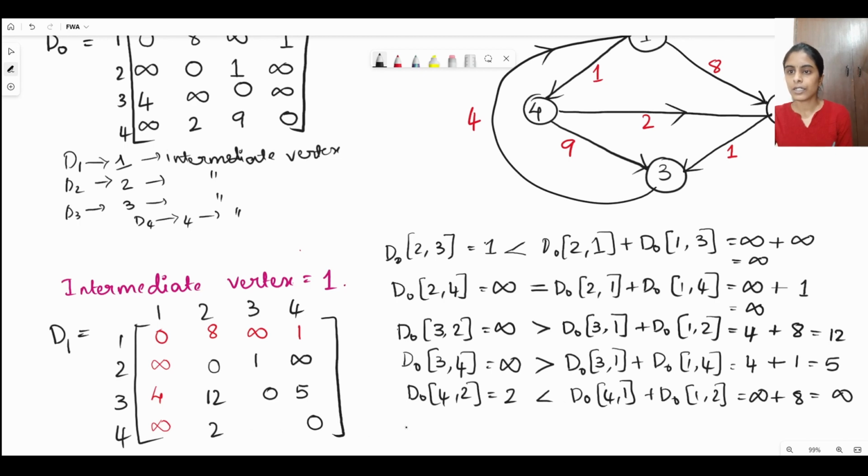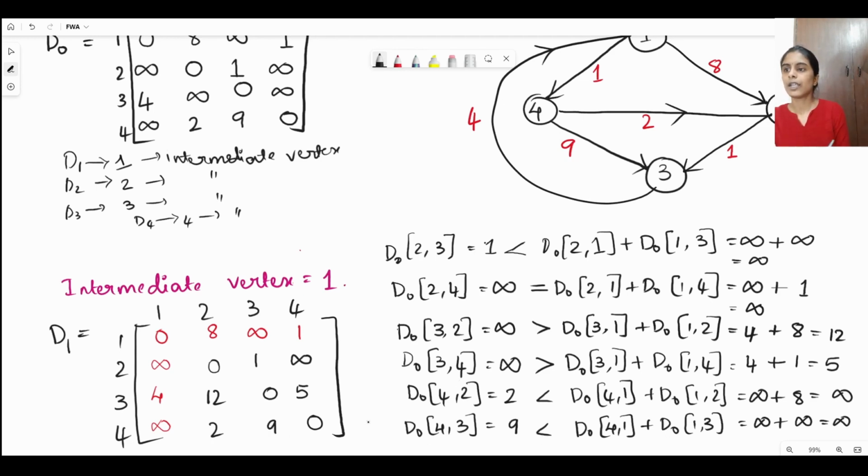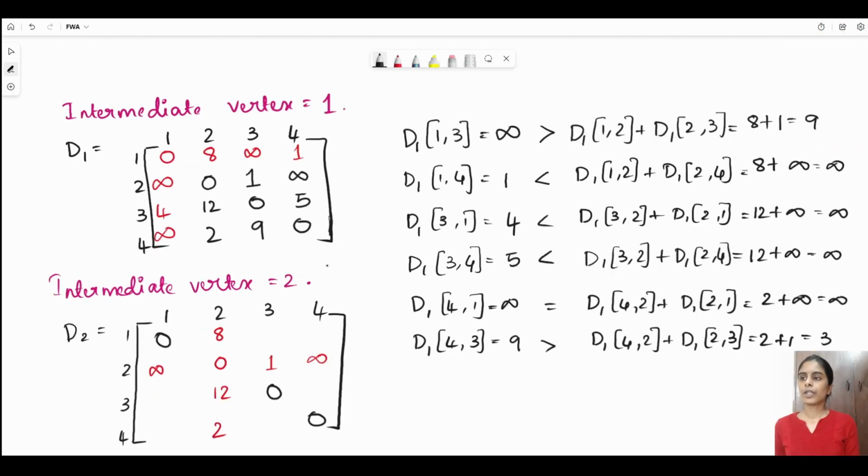Lastly, d0 of 4 comma 3 is equal to 9, and d0 of 4 comma 1 plus d0 of 1 comma 3, that is equal to 4 comma 1 is infinity and 1 comma 3 is also infinity, so we get infinity. Clearly 9 is lesser, so we enter 9. So therefore we see that this is the D1 matrix. So now we got the D1 matrix.